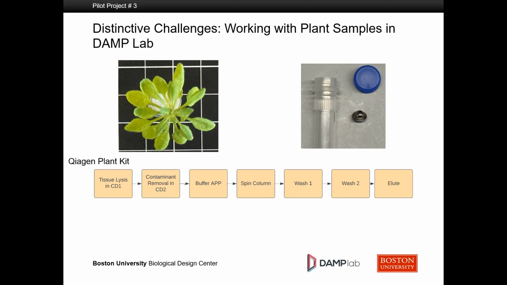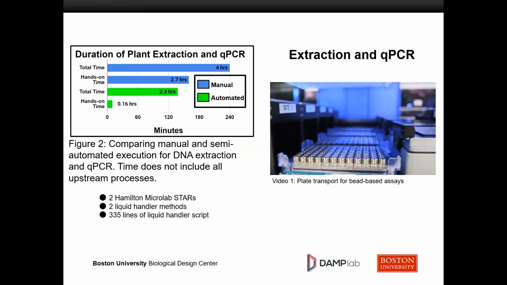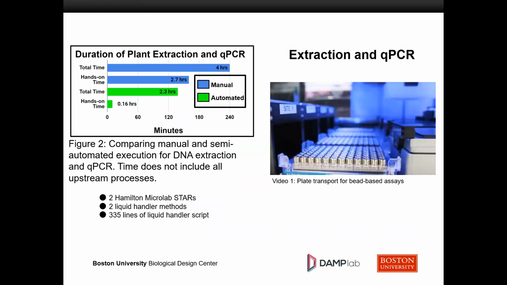They were able to lyse the tough cell walls and also remove the tissue-specific contaminants. And so what we just kind of tried to do was take it from here. We realized after we removed the contaminants, what we had was DNA in an aqueous solution, and that the DAMP lab was already well equipped to remove that DNA from the aqueous solution using their magnetic bead-based DNA isolation method. And it worked quite well. It worked really well on the first pass.